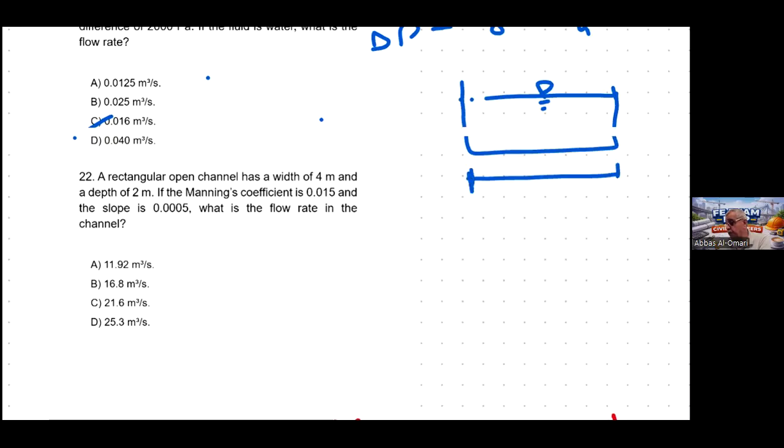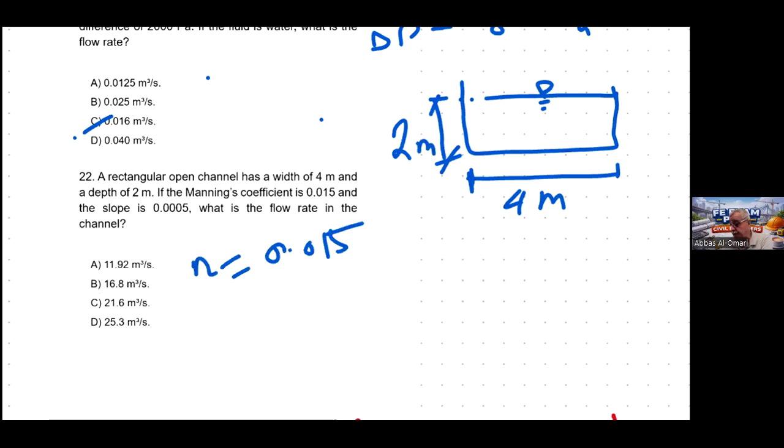And the water depth is 2 meters. And we know n, the Manning roughness coefficient, is 0.015. This is known. And we know the slope of the channel is 0.0005. These are known.